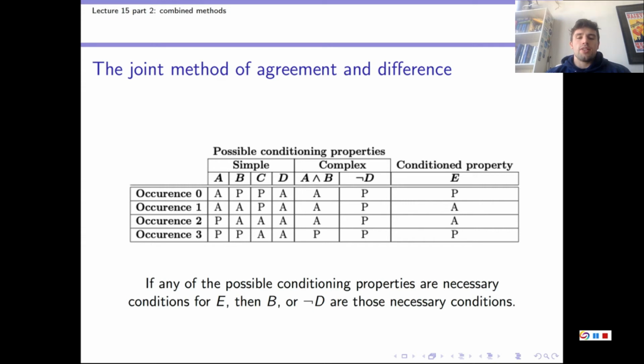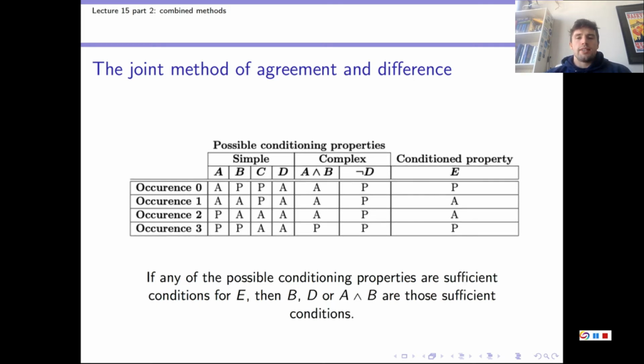So the conclusion is, if any of the possible conditioning properties are necessary conditions for E, then B or not D are those necessary conditions. Now notice that it might be any one of these or both. So pause again and have a look at the table and prepare for the next question.